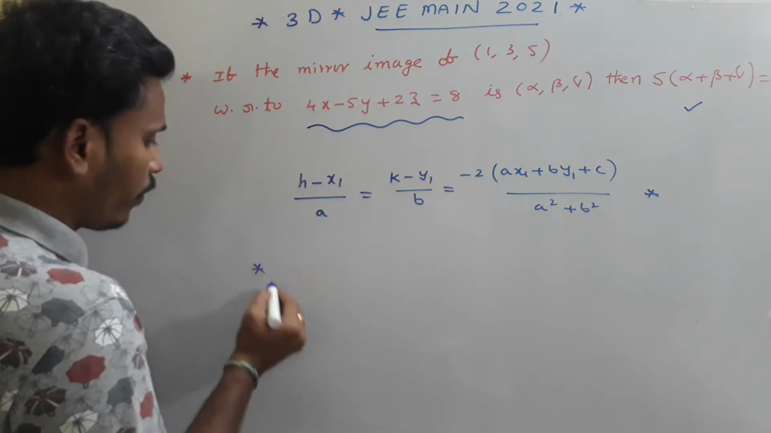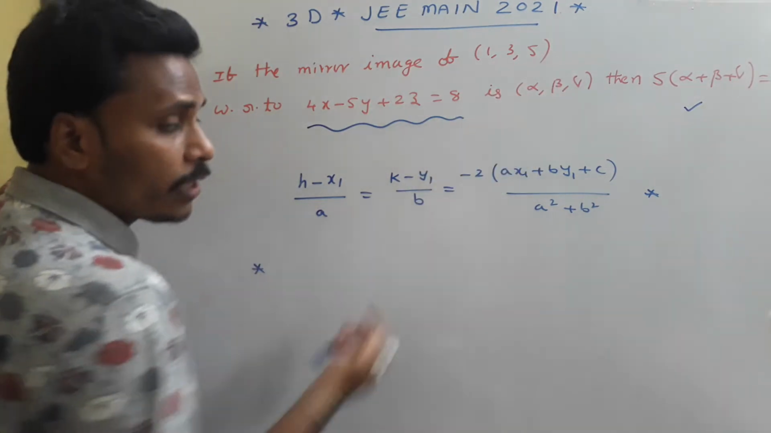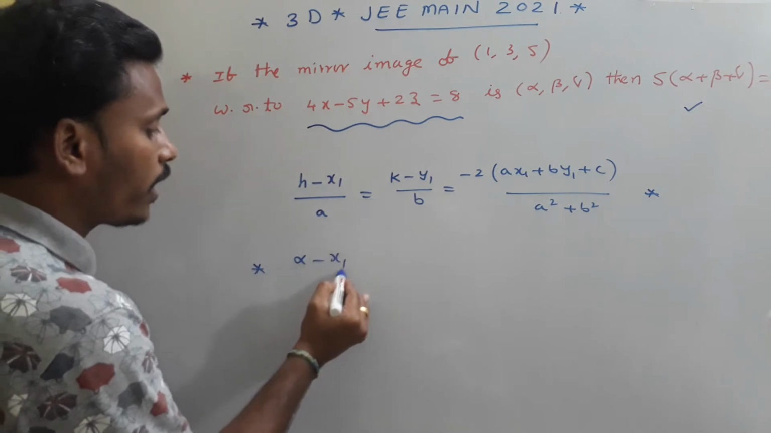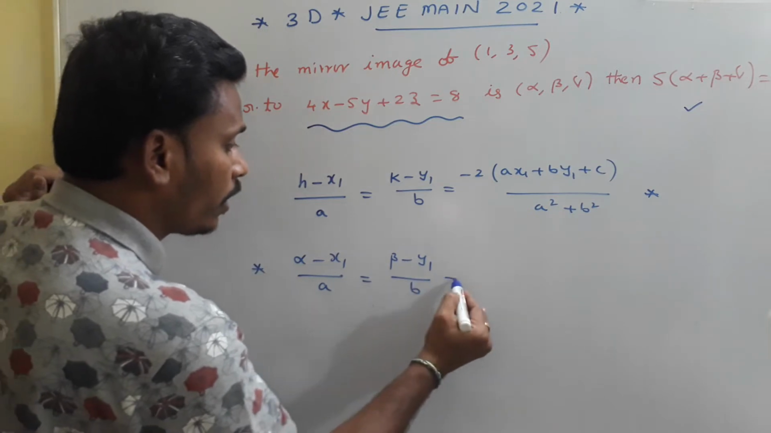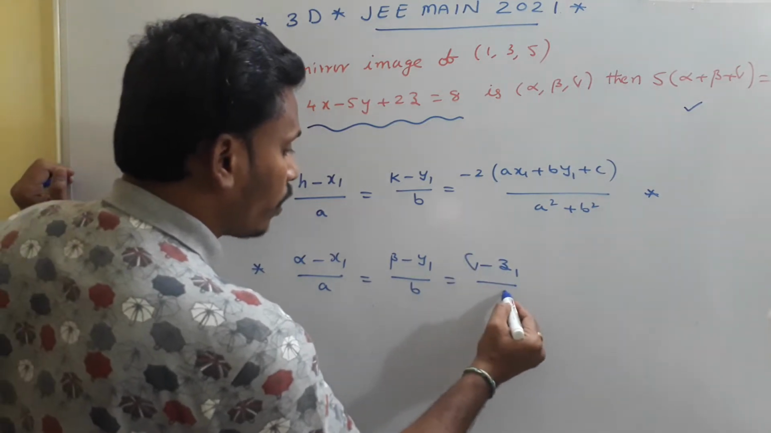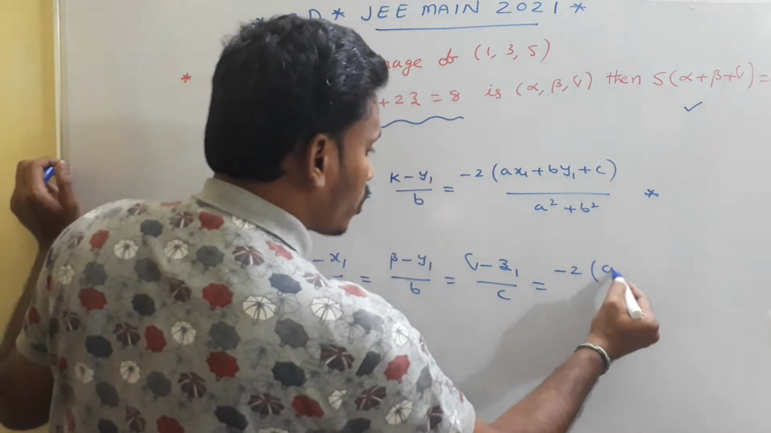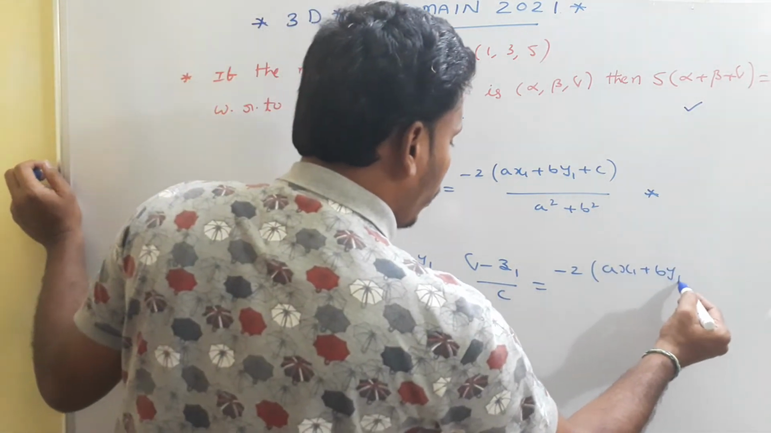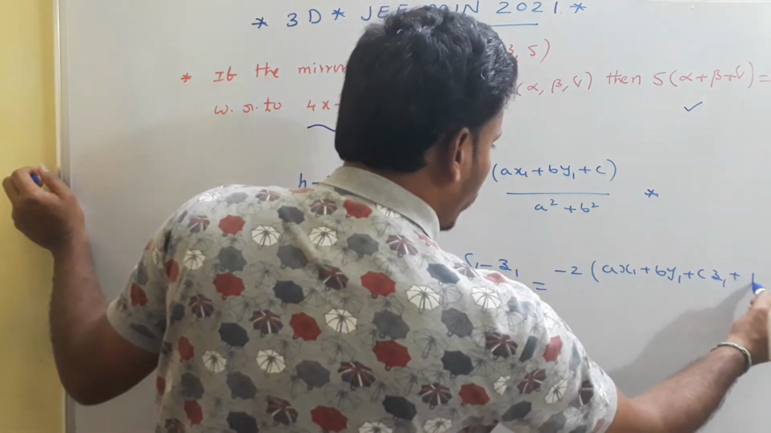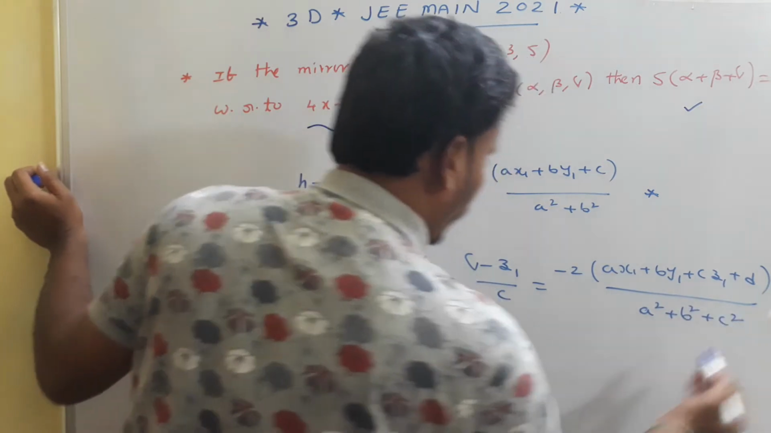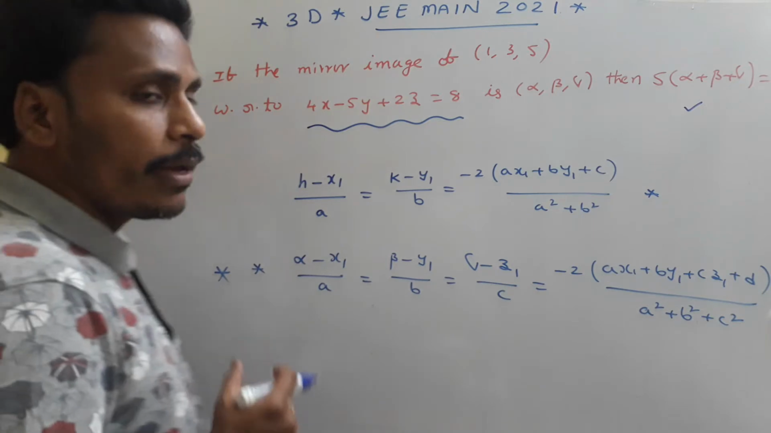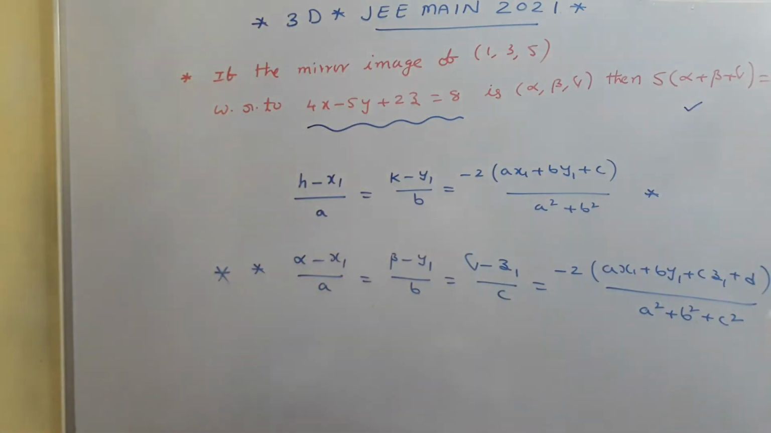Okay, now a similar formula we need to use. See, the image is (alpha, beta, gamma). That's what we need to find. So now (alpha minus x1) by a equals (beta minus y1) by b equals (gamma minus z1) by c equals minus 2 of (a x1 plus b y1 plus c z1 plus d) divided by (a square plus b square plus c square). So now this is the image formula in 3-dimensional geometry, where (alpha, beta, gamma) is the image of the given point with respect to a plane.